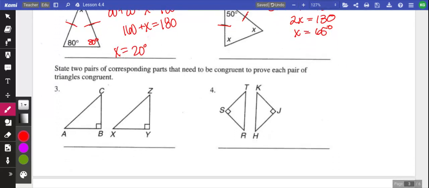State the two pairs of corresponding parts that need to be congruent to prove each pair of triangles congruent. So like we said, in 90-degree triangles, we have to prove the hypotenuse. So AC on the left, and since I went from A up to C, on this one I have to do X to Z. Then I can pick either one of the legs. So I'm just going to pick this leg, which is CB. And since I went CB, I have to do ZY.